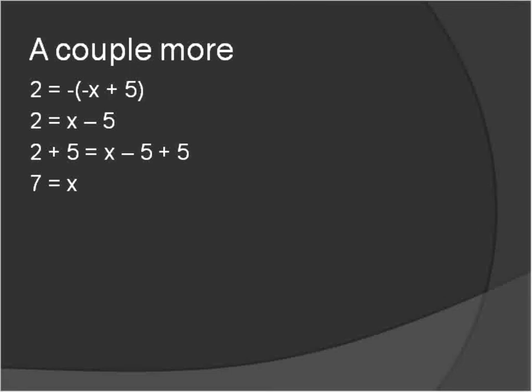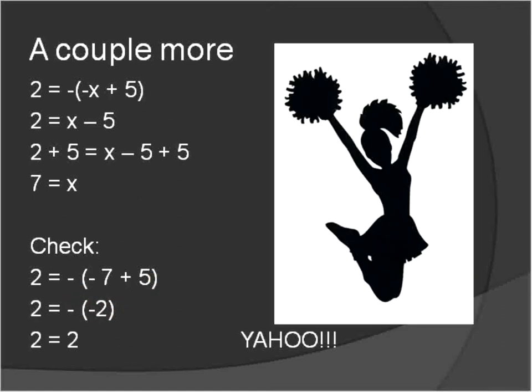is equal to 7. I'll check my work by substituting it back into the original equation. I'm substituting the value of 7 in everywhere I saw the letter x. So it became 2 minus negative 7 plus 5. First I'm going to solve inside the parentheses. Negative 7 plus 5 gives me negative 2. Negative negative 2 gives me a positive 2. Woohoo! We're doing it. We're getting there.